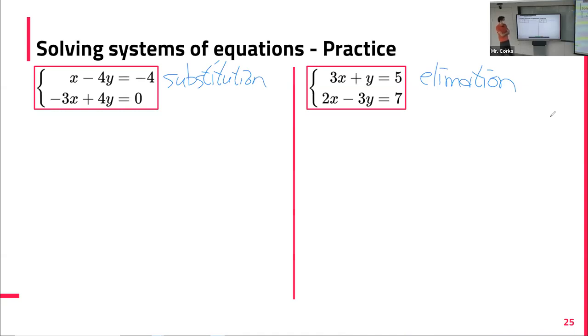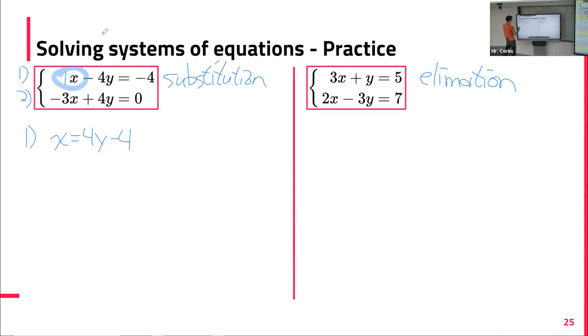Okay, let's take a look at these. The one on the left, substitution. Which variable would you isolate, and in which equation? So x in the first equation. That looks like the easiest one because we don't need to multiply or divide by anything. It already has a coefficient of 1 in front of it. So equation 1, we will rewrite as x equals 4y minus 4.